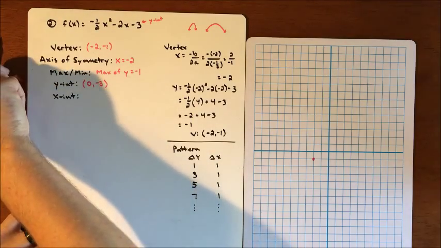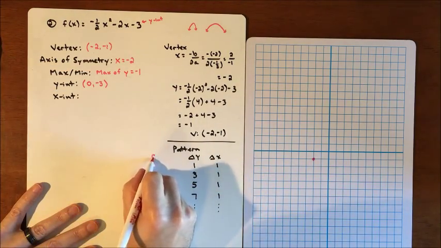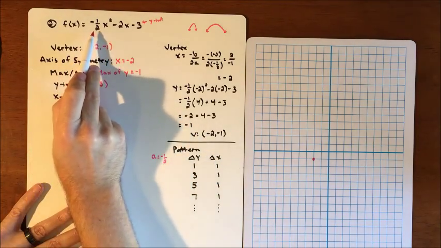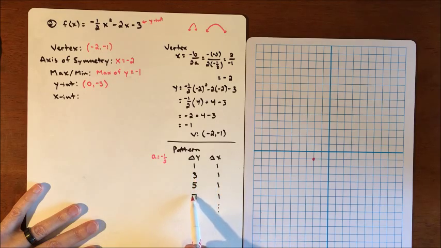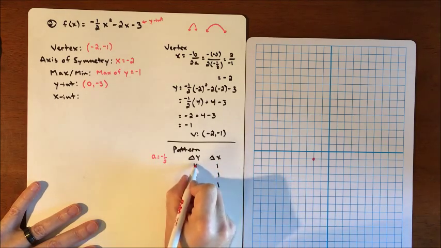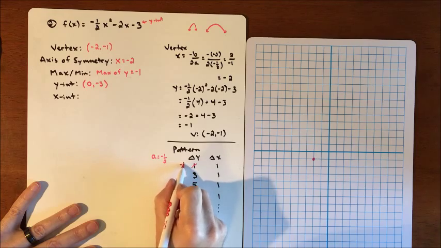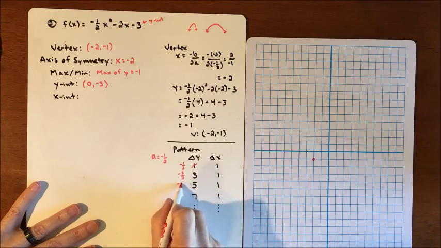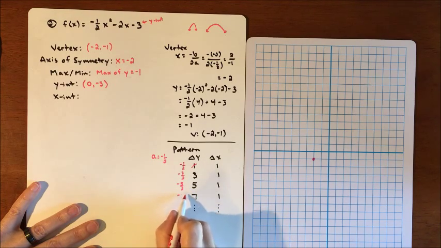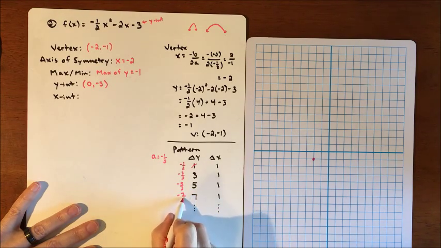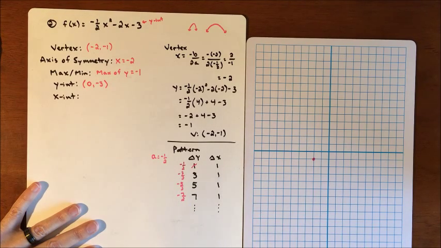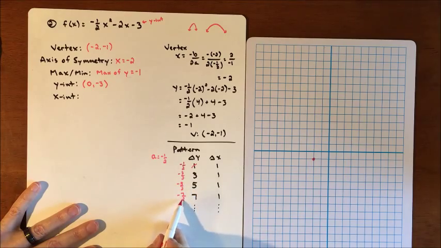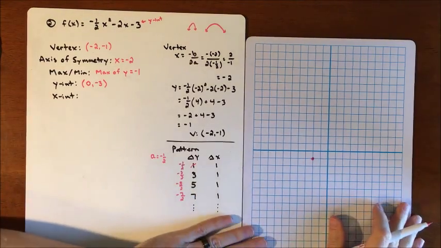So let's see what our graph does. Our a value is a negative 1/2. So that means that every single one of these values is going to be multiplied by negative 1/2. So negative 1/2 of 1 is negative 1/2. This is negative 3/2. This is negative 5/2. This is negative 7/2. So I need to make a little bit more sense of this. This is negative 1.5. This is negative 2.5. This is negative 3.5. So we're going to go from there.